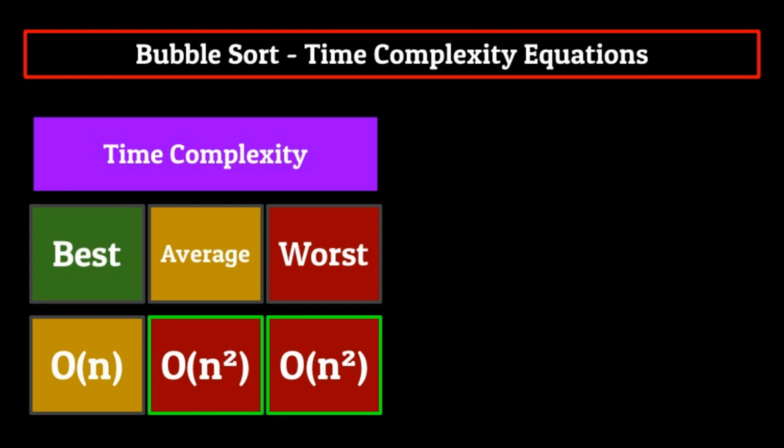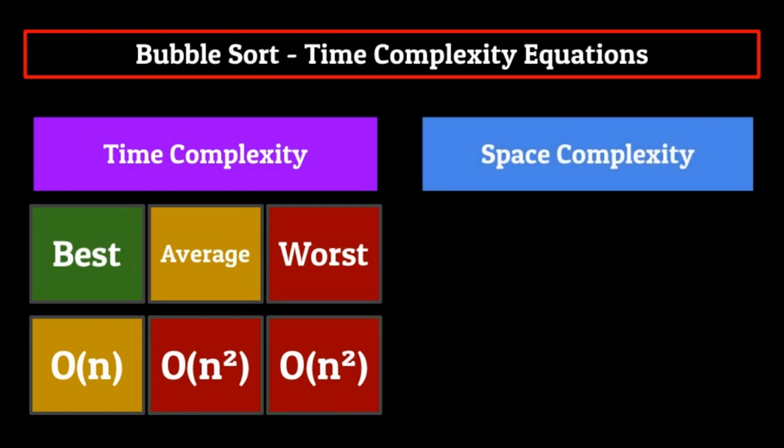Its average and worst case scenario equations are O of n squared because of how inefficient bubble sort actually is. Since we only ever swap two values at a time, it takes quite a while for a large element that started at the bottom of the list to bubble to the top, or vice versa for a small element which started at the top to sink down to the bottom. This makes its average and worst case scenario time complexity equations incredibly inefficient.